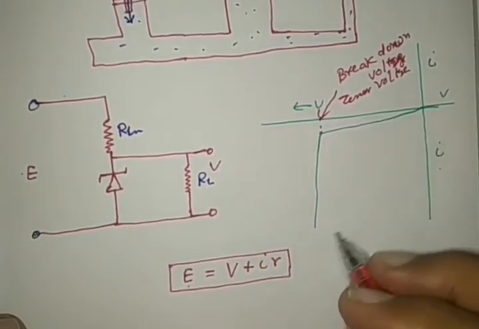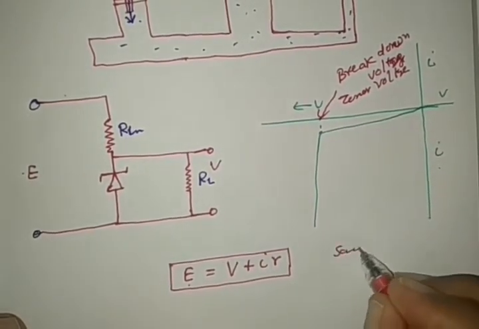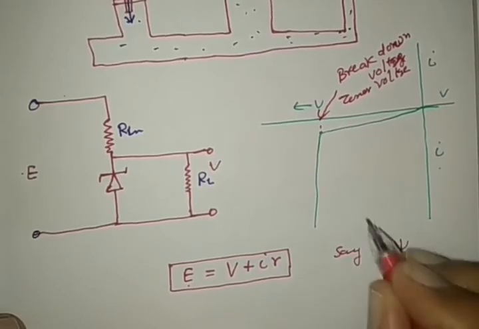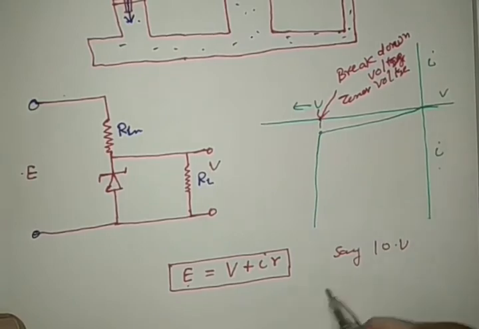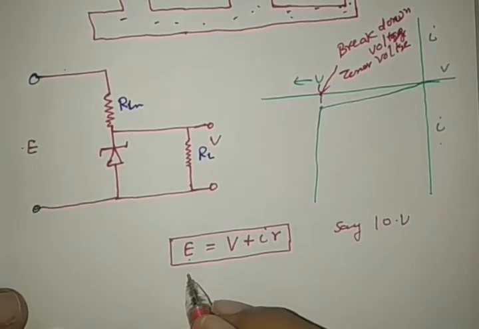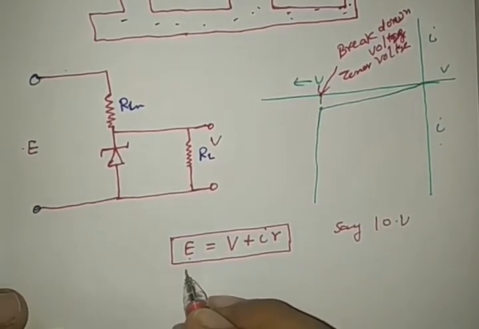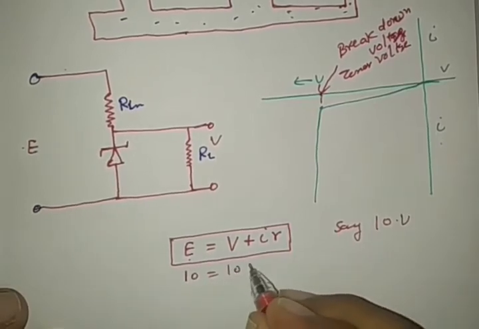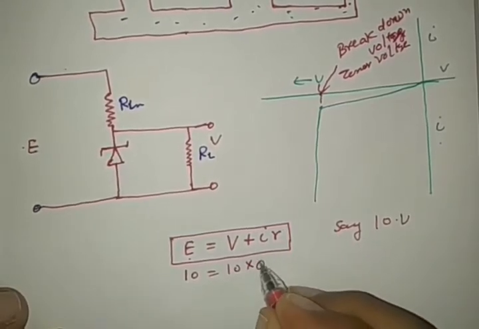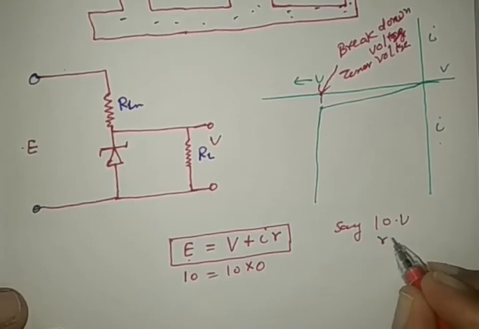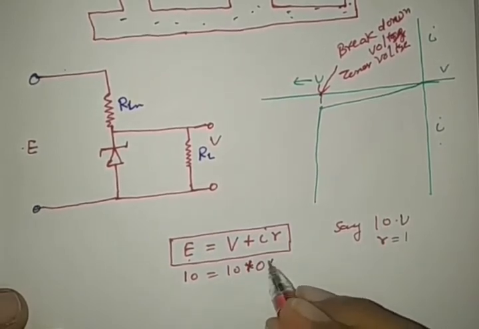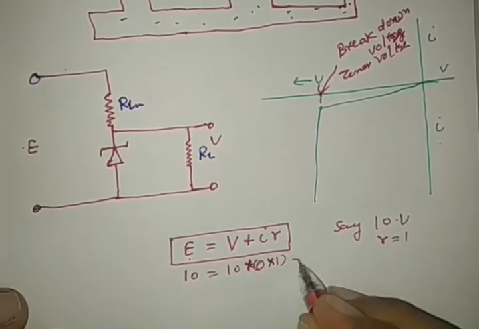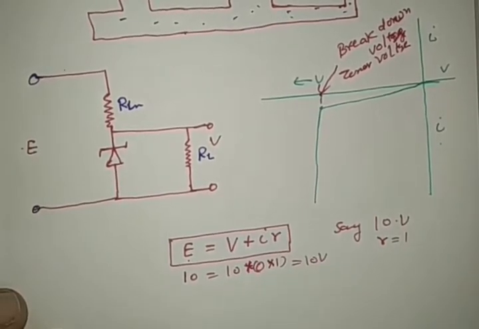Suppose this breakdown voltage is say 10 volt. So up to here, let the deflection be 0. We may represent it as 10 equals 10 plus 0. Let the internal resistance be 1. This is 1 plus 1. It is equal to 10 volt.